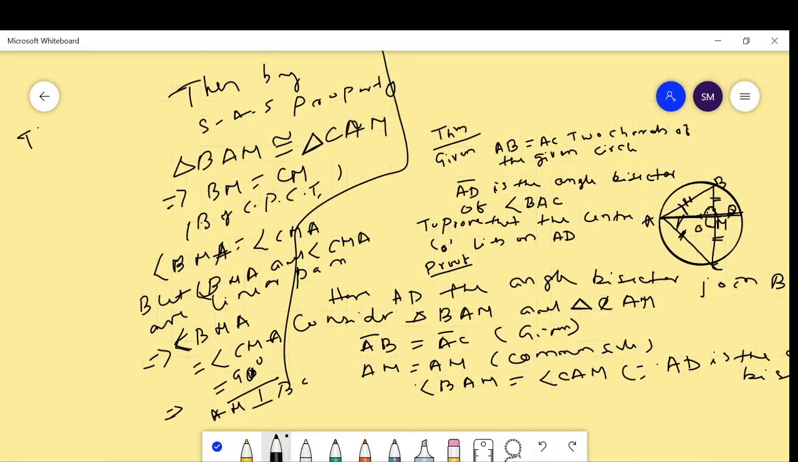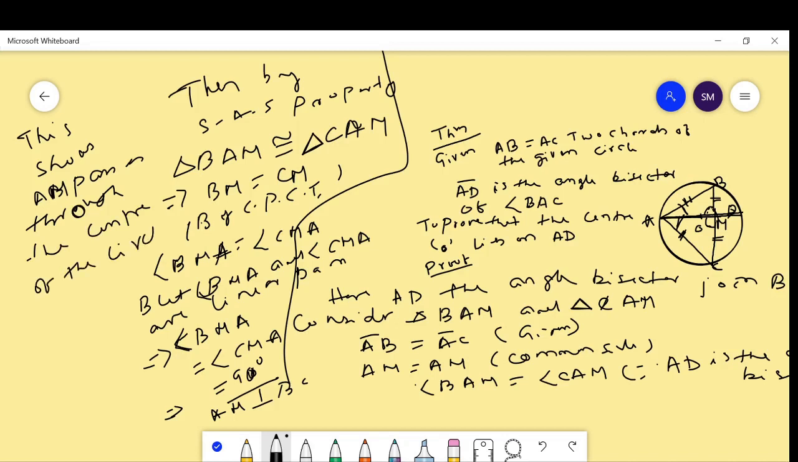This shows AM passes through the center. As we know, the line that passes through the center is perpendicular to the chord. The line which passes through the center of the circle, hence proved. We have to prove that the center O lies on AD.